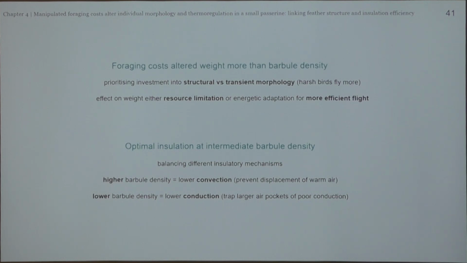So that's air movement, moving warm air away from the body. If you have a higher barbule density, then you create a more homogeneous surface to stop air movement. On the other hand, if you have low barbule density, then you have more space to trap air, which is a poor conductor, so it can limit the loss of heat in that way.